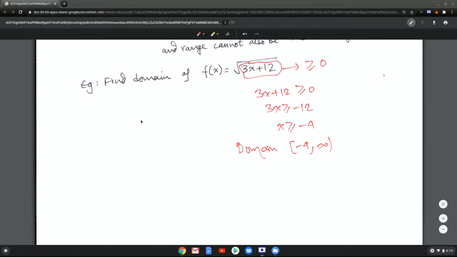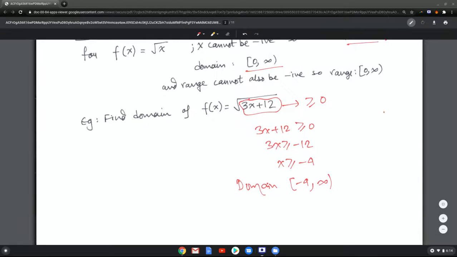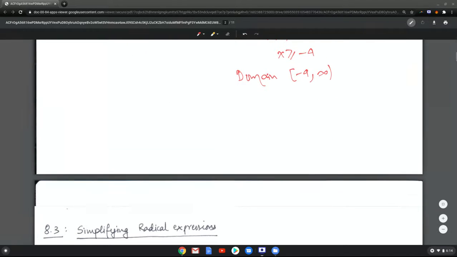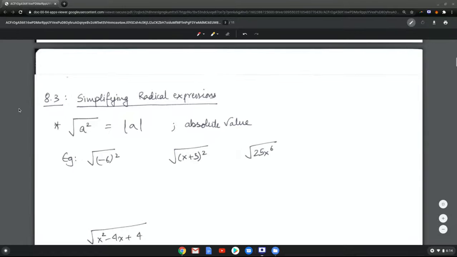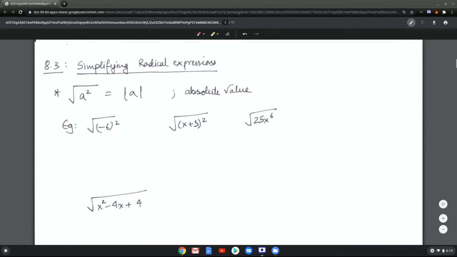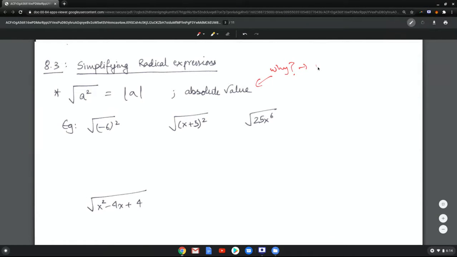All right, so far we have looked at how to find the domain, the behavior of the square root function. And let's look at simplifying some radical expressions. First thing here is that the square root of a squared is the absolute value of a. Now, why we need the absolute value is in order to restrict to the principal square root, which is the positive one.